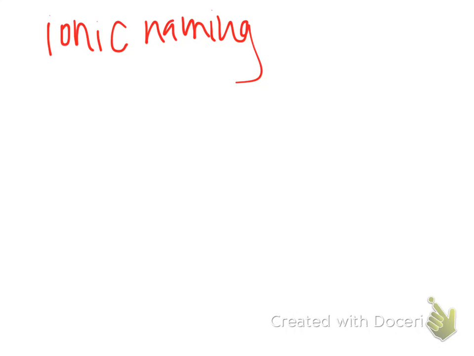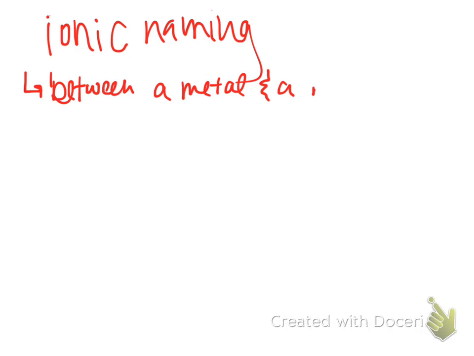So ionic bonding is what we're going to talk about first. More specifically, ionic naming. We're not going to go too much into the bonds behind it yet. But ionic naming is between a metal and a nonmetal. So these rules that I'm going to give you for naming compounds on ionic naming, they only apply when we have a metal and a nonmetal in our compound.